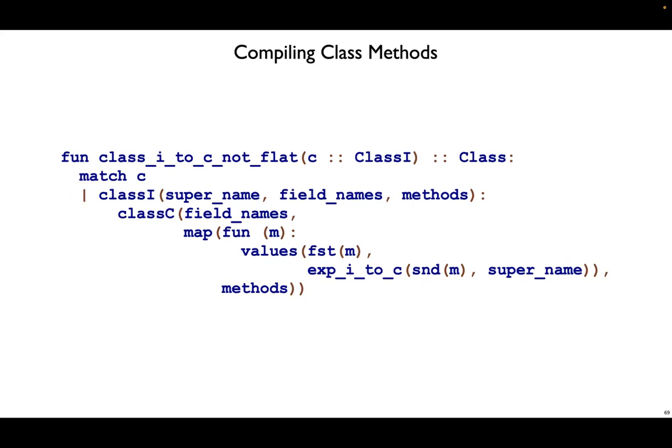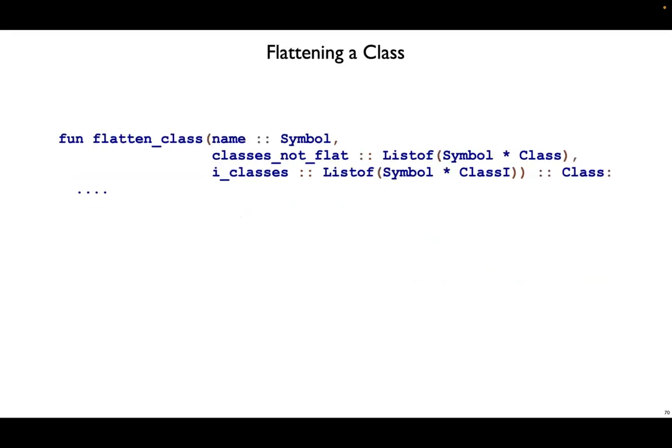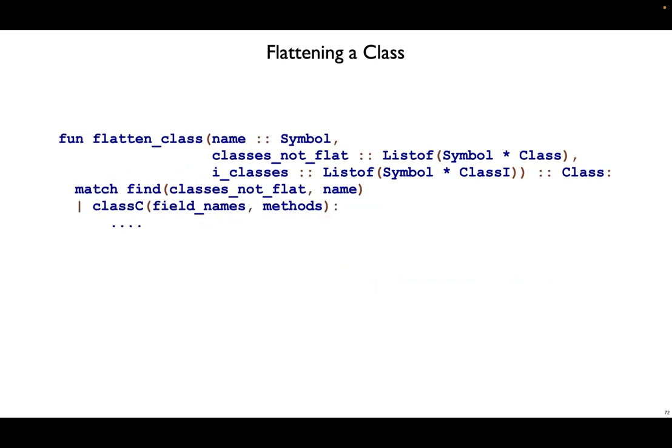What this function doesn't do is the merging that we talked about before. We need to merge in all the field names and all the methods from the parent class. And that is the job of the flatten class function here. This function takes the name of the current class to flatten, a list of classes that have been translated but not flattened, and then finally a list of I classes, all the original class I's from the program. To start off, we look up the current class to flatten using that name. Unpacking that, we've got the new field names and the new or overridden methods.